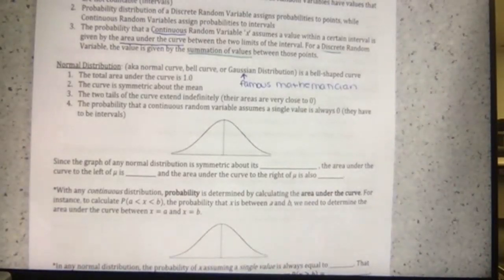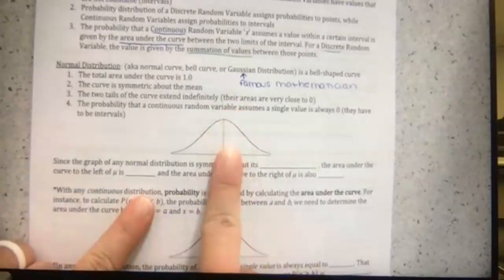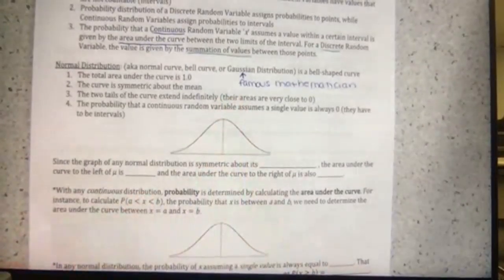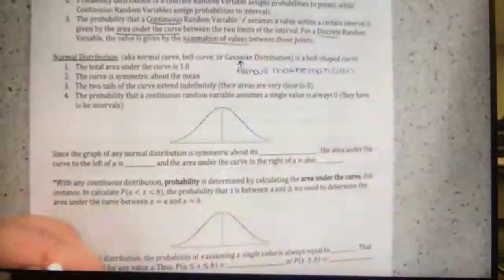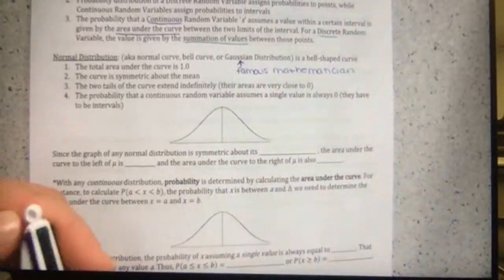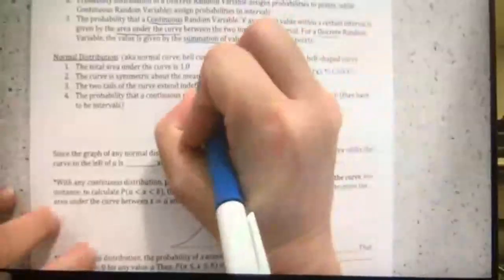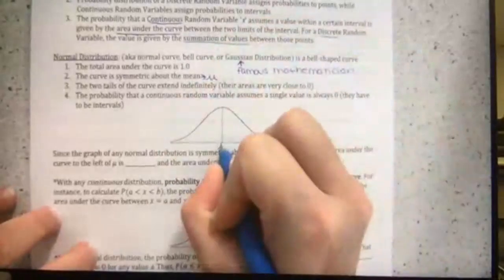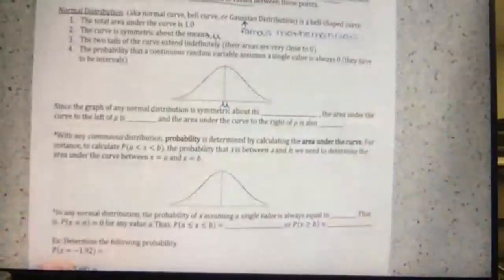Usually we talk about a normal curve or a bell-shaped curve that has that nice curvy bell shape. It is a bell-shaped curve with the total area under the curve equal to 1. The curve is symmetric about the mean. So notice in the middle, I went ahead and put this line down the middle. So in the middle is our mean. Remember, our mean is our mu value, and it's always in the middle.